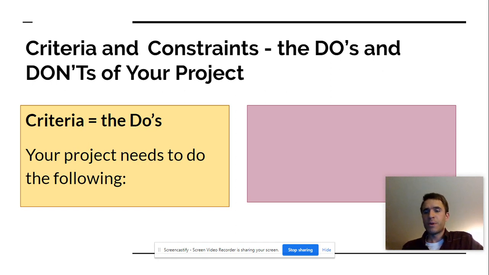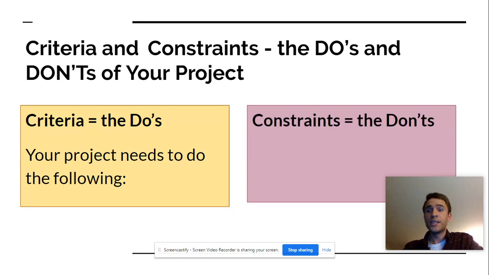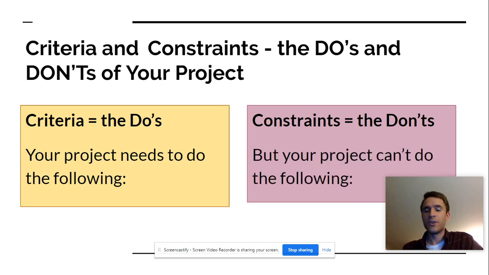With the Rapid Blood device, remember, your project had to keep blood within the temperature of 2 to 6 degrees for 20 minutes. It had to fit, if I remember correctly, 300 milliliters of blood, right? Those are all the criteria that it has to fulfill to be successful. The constraints are the don'ts, like the limitations on that, right? So your project can't do the following.